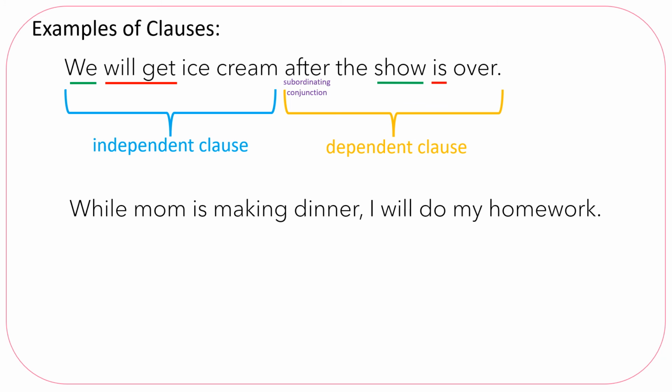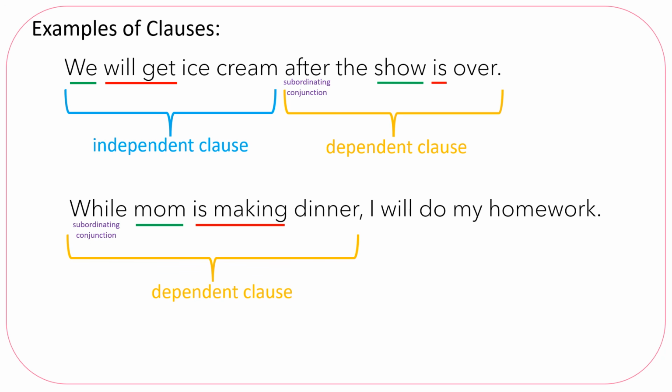While Mom is making dinner, I will do my homework. We start with a subordinating conjunction, while. Then we have a subject and a verb. Mom is the subject, is making is the verb. So while Mom is making dinner is a dependent clause. Then we have I and will do as the verb. I is the subject, will do as the verb. I will do my homework. That's an independent clause.